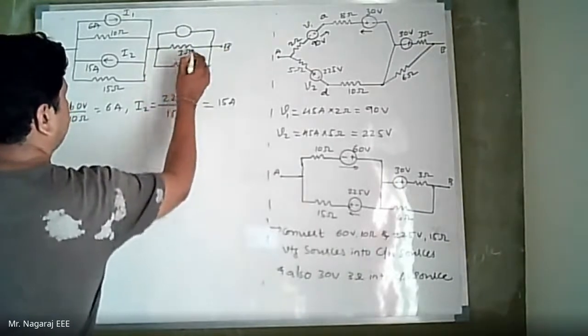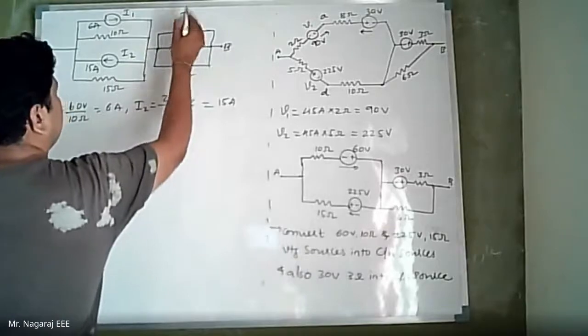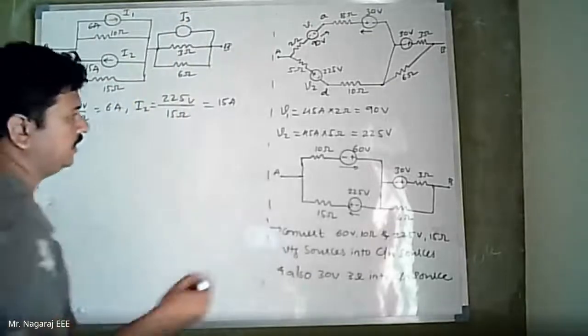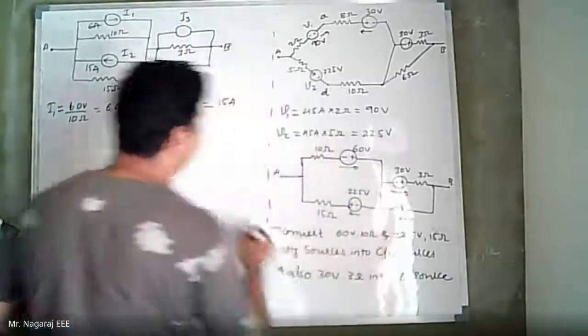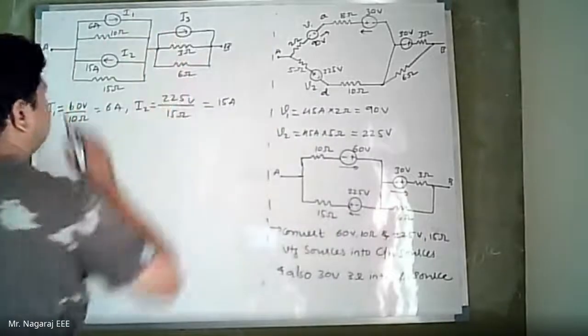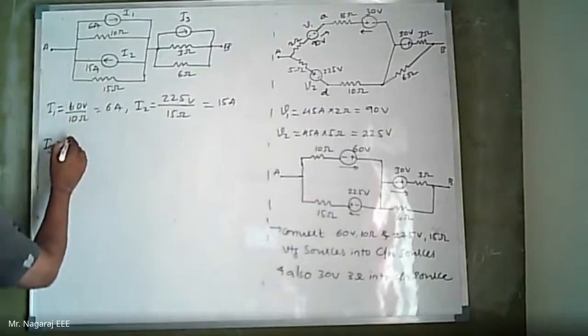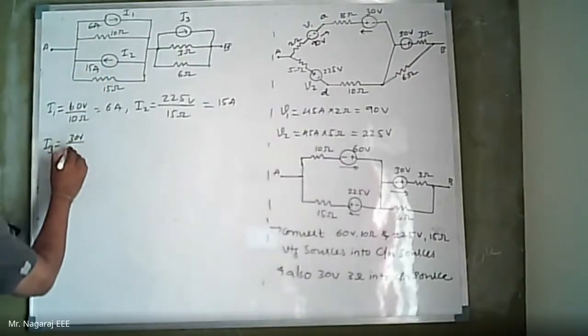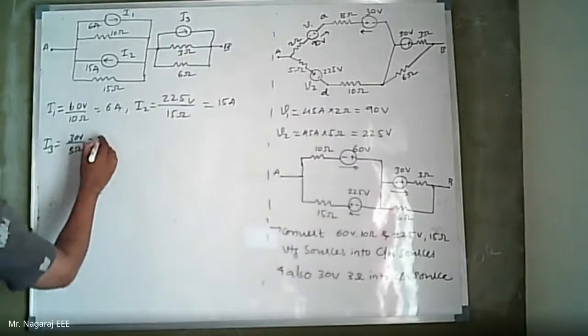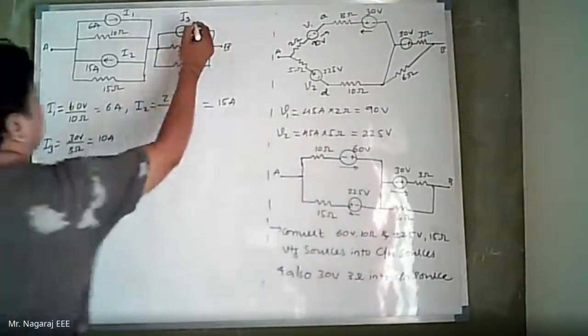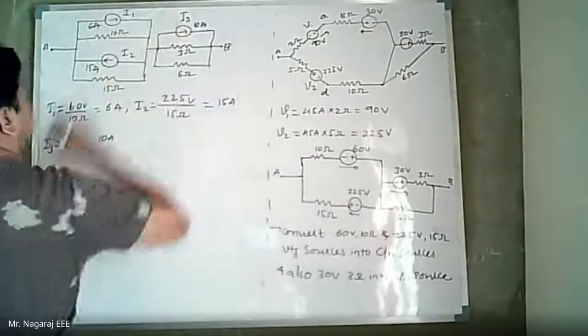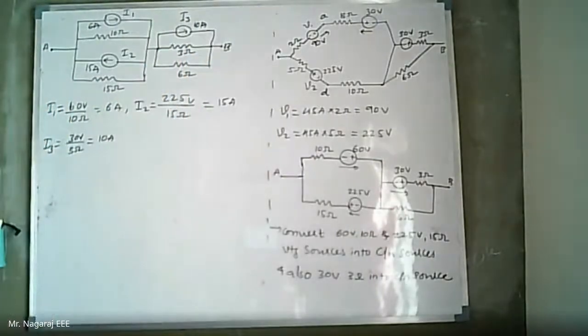Now this is 3 ohm. Now let this be I3. Now what is the direction of I3? Direction of I3 is direction of 30 volt. It is from left to right. This is I3. Now therefore I3 is equal to 30 volt divided by 3 ohms, which is equal to 10 amperes. Now this is 10 amperes.